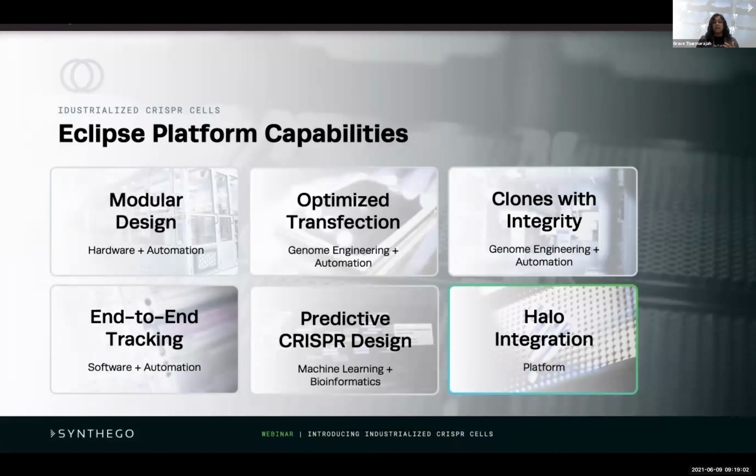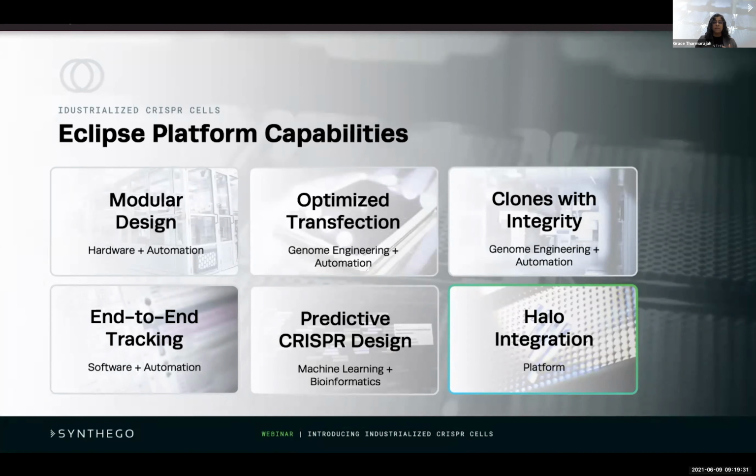Jason highlighted a few of these in a slide that he passed through. I'm going to dive really deep into it. But before I get into the Eclipse aspect, let me highlight the Halo platform, which sits upstream of our Eclipse platform. Halo generates the gene editing tools that are used in the Eclipse workflow. The majority of what I'll be talking about downstream will focus specifically on Eclipse, but I just wanted to highlight where Halo fits into Eclipse.